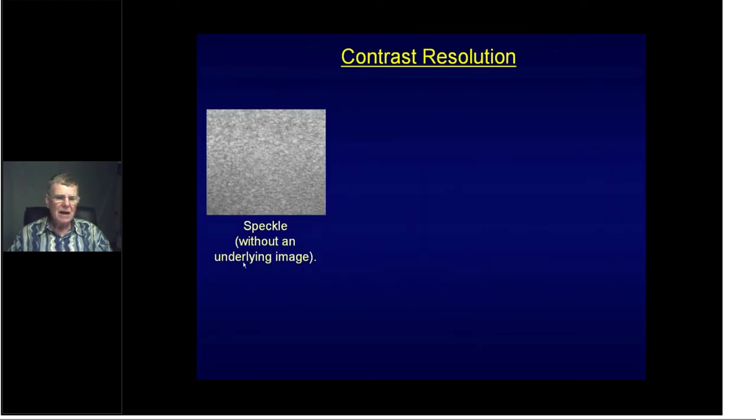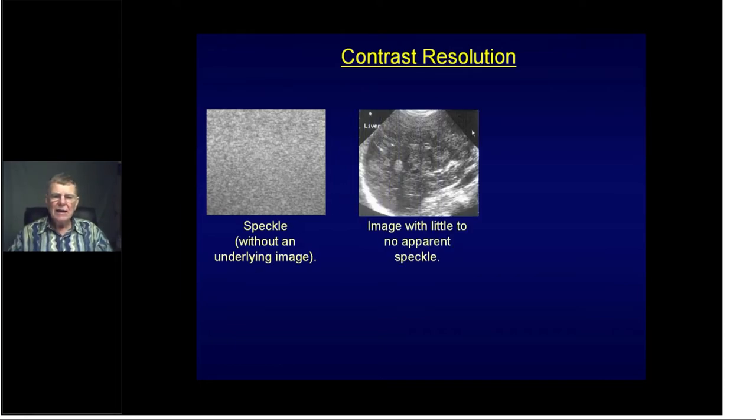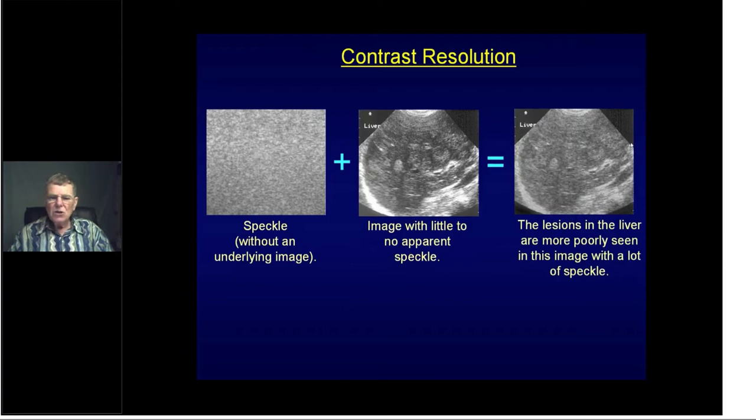Here's an image or representation of what speckle would look like without any image on the screen. It's just this random pattern of low-level echoes on the image. Here's an image with little or no apparent speckle shown on it. Now, can you imagine what will happen if we put speckle on top of that? You can see how it degrades how well you can see all these liver lesions here.